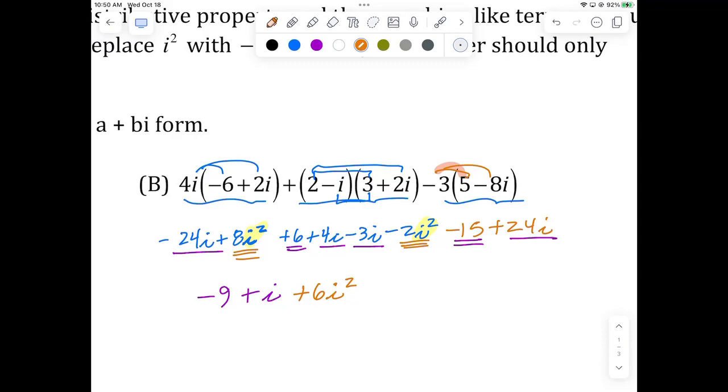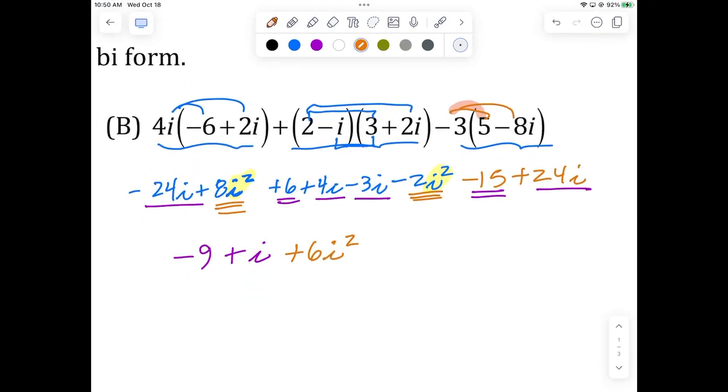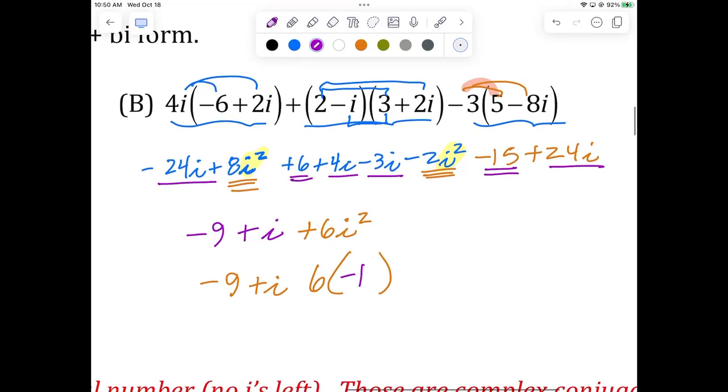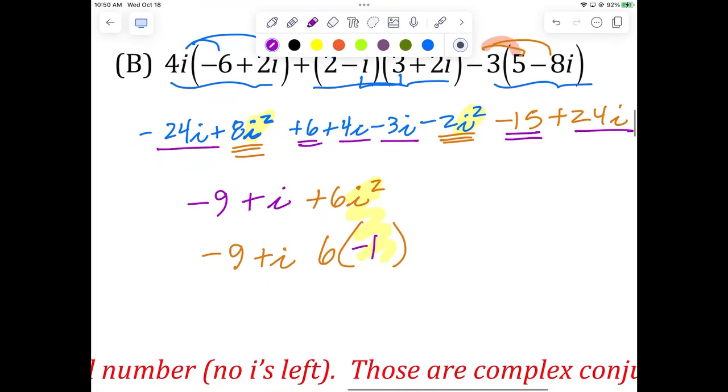Now that you've combined all your like terms, on the next line, that's where we replace i squared with negative 1. Okay? We replace i squared with negative 1 once we've combined like terms. And now that just becomes minus 9 minus 6. So that's minus 15 plus i.